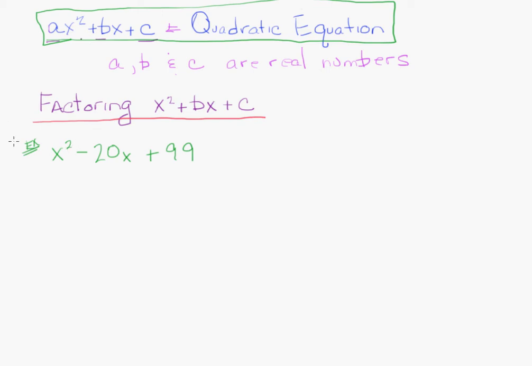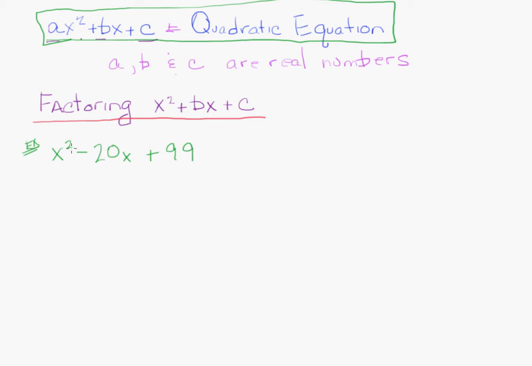The a value is 1, and so this is the way we factor this type of quadratic where there's no other value but 1 in front of the x squared. And the b value is negative 20, and the c value is 99. And so this comes from some product. It's a product of two binomials being multiplied together. And so from the process of FOIL. And when we check it at the end, you'll see what I'm talking about.